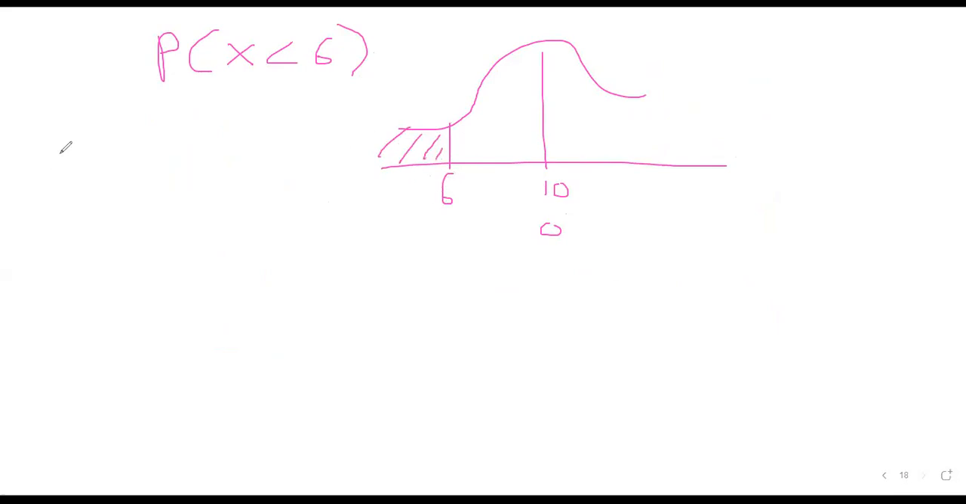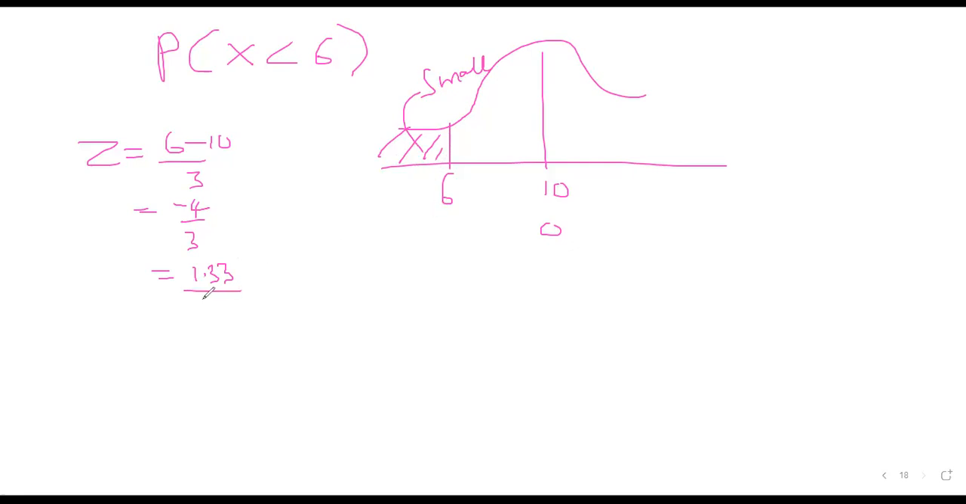But this 6, we need to standardize it. How do you standardize it? 6 minus 10 over 3. So we're going to have negative 4 over 3, which is negative 1.33. So already this shading is small. Whatever we're going to do, we will subtract from 1.